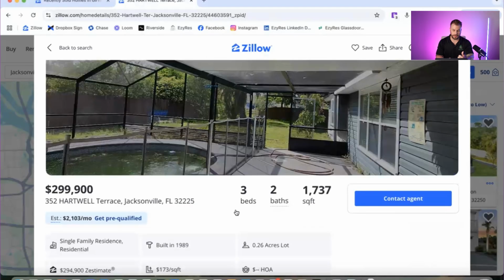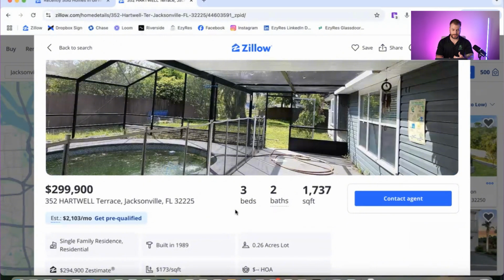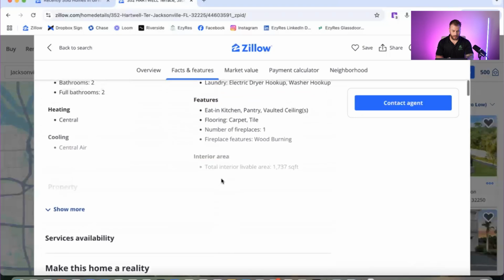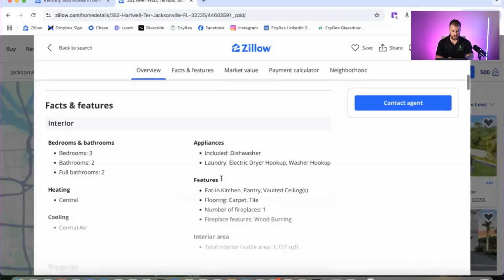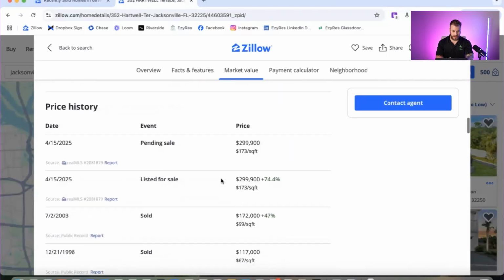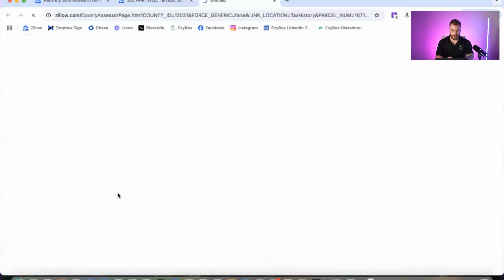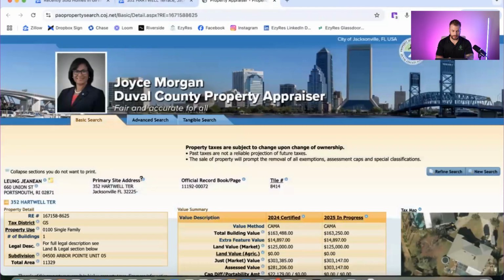And I have the property open right over here. The next thing I'm going to do, right before I start comping, is there are times where it tells me it's a 3-2 1700, and then I look on tax records and it's actually a 2-1 1300 square foot. So I'll just verify tax records really quick. If you go on Zillow and scroll down, you'll see right after price history, usually it'll say "find the assessor info on county website." And I just click that and it'll bring me up to the property records.